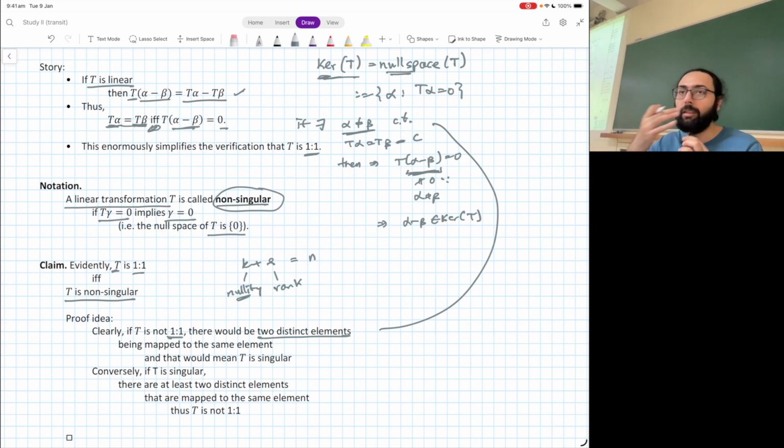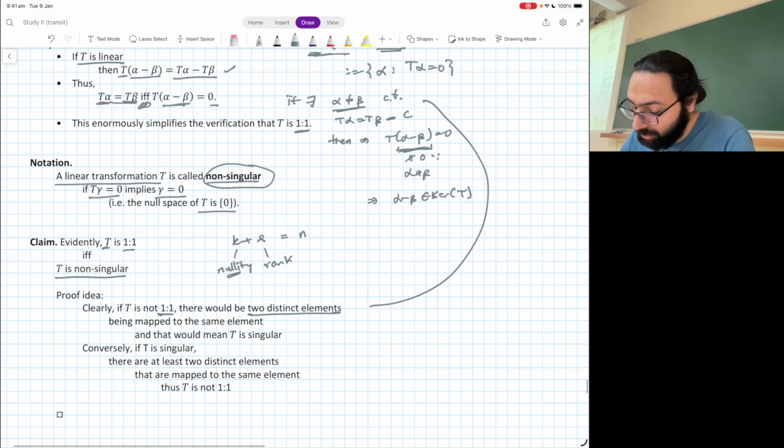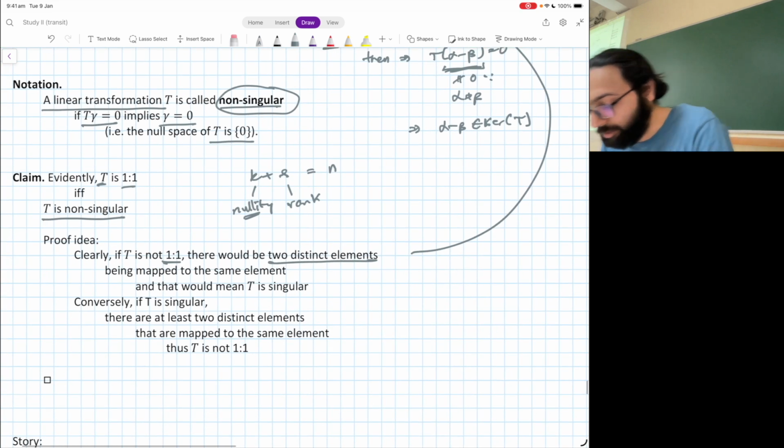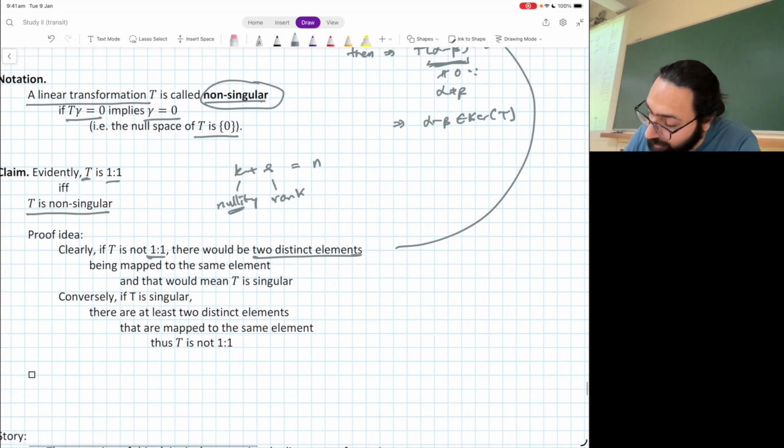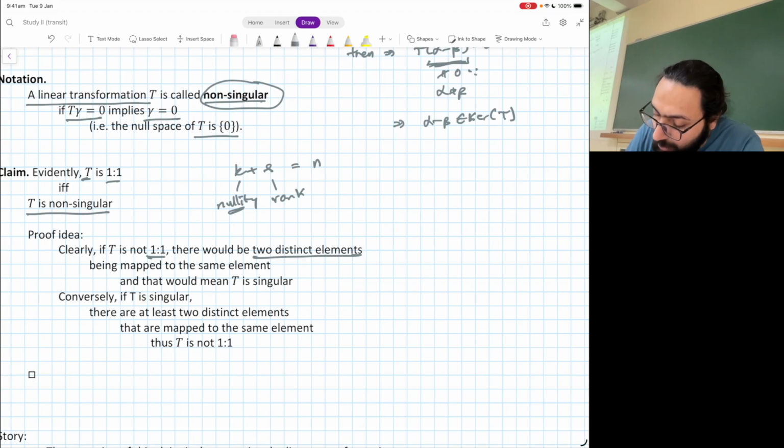Is that clear? No, it's not clear for everyone. Is it clear for you? You're not convinced? No? Okay. I'll go through it one more time. This is very simple, but it's good to clarify it. So let's do the proof again, with what we said earlier.